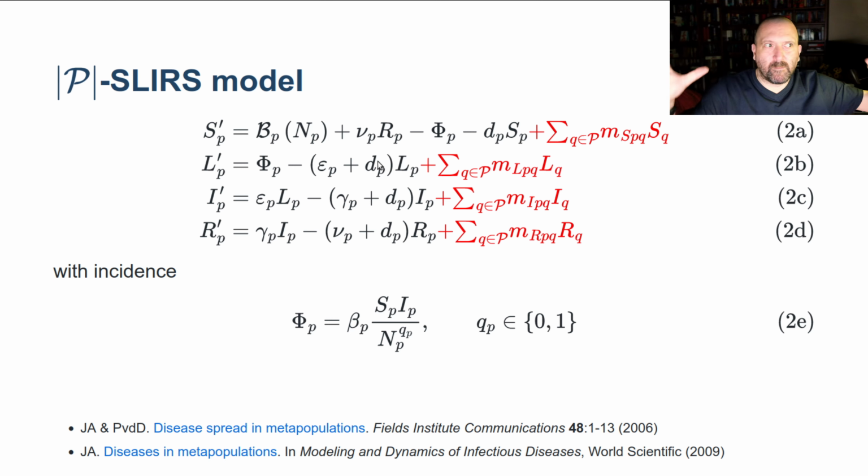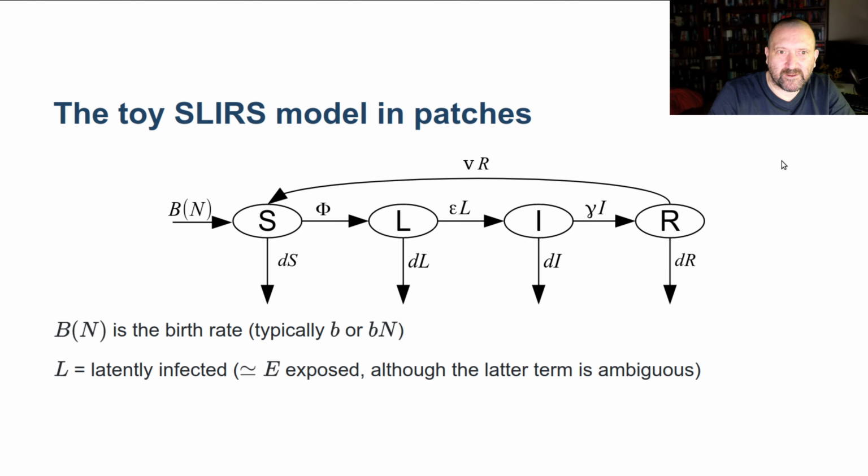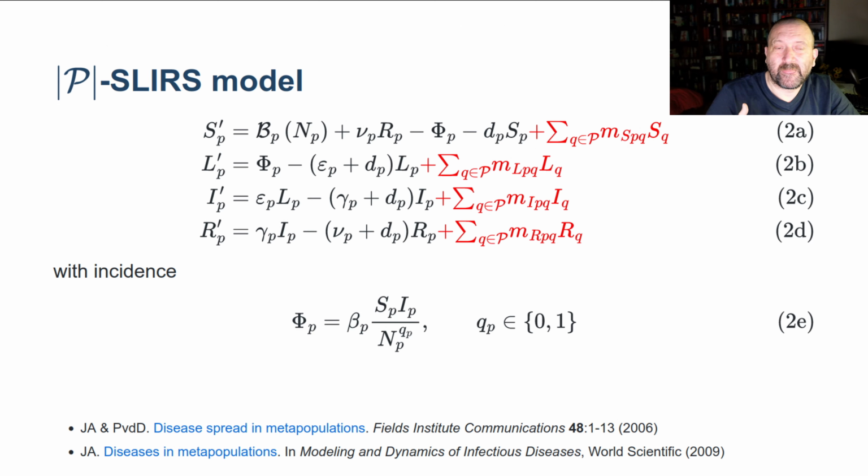And then I make the model into a metapopulation by simply adding those terms that I've highlighted in red here. These are the movement terms that I was just describing, applied to the different compartments. So compartment S, L, I, and R, you can see that I'm just looking at the rate of movement of individuals from patch Q to patch P. This is the patch I'm working in, patch P here. And I'm looking at the rate of movement from other patches Q into patch P for susceptible individuals, latently infected individuals, infectious individuals, and recovered individuals. Okay, so those rates of movements can be different if you want to think about it.